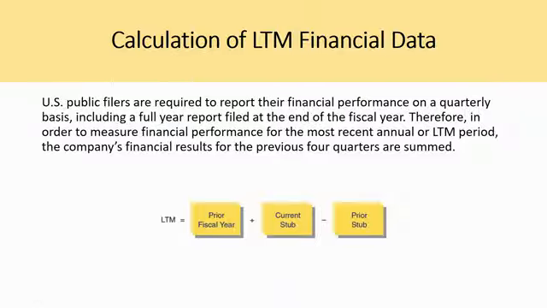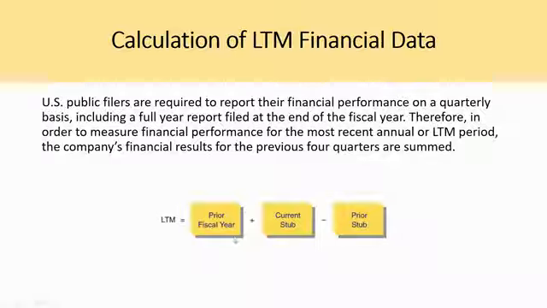And so to calculate the last 12-month multiple, all you have to do is take the prior fiscal year. So you take the last annual results, add the current stub. So if it's in Q2, you add Q1 and Q2 data, and then you take away Q1 and Q2 data of the last year, right?